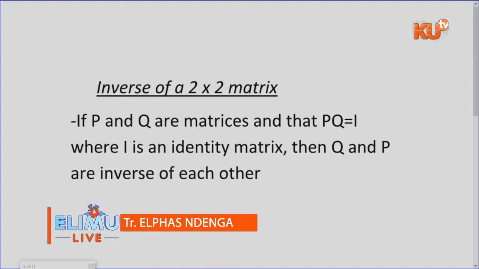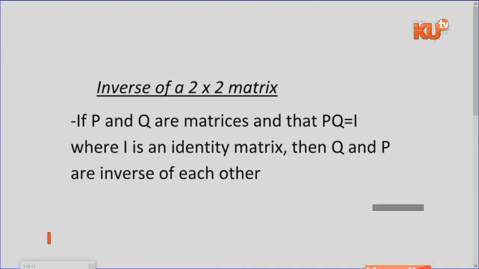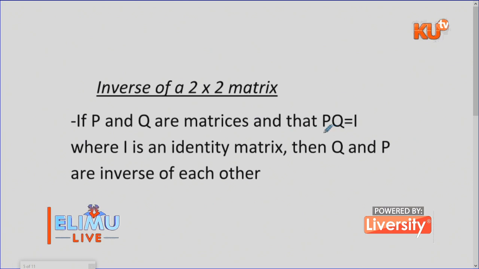In this case, we are saying that if P and Q are matrices, and the product of P and Q is equal to I, where I is an identity matrix, then Q and P are inverses of each other.